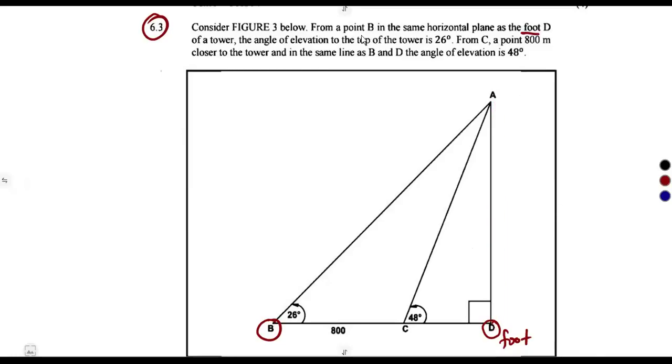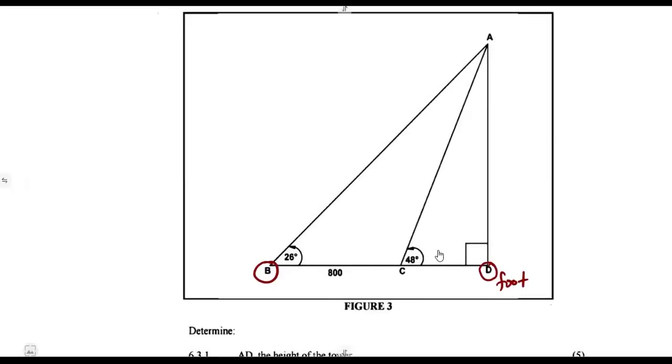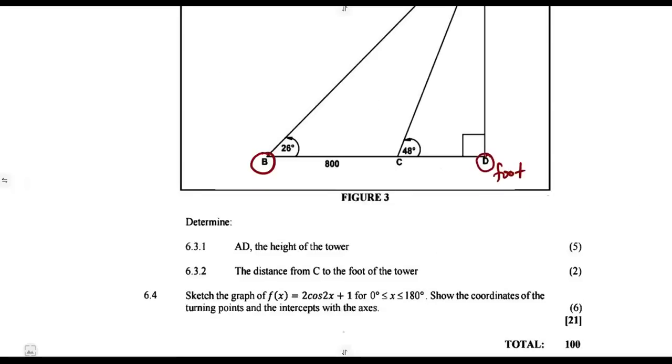The angle of elevation of the top of the tower from B is 26 degrees. Then we move a certain distance from C, 800 meters closer to the tower, at an angle of 48 degrees. So this is what we have. Do not worry about that, guys, they already filled in the information. So let's answer the question.